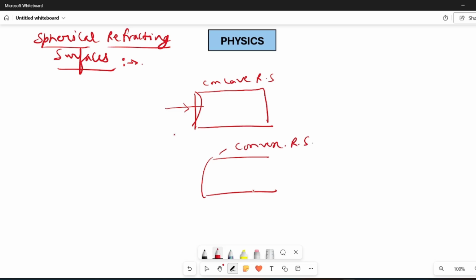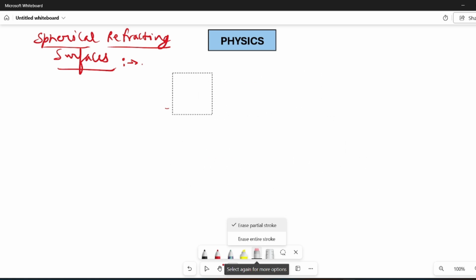In a concave refracting surface, I made a shallow sphere. In this convex shape, I made an outer bulge. Now, when we understand this concept, there are features similar to mirrors. This also has the same features. So what are these features?